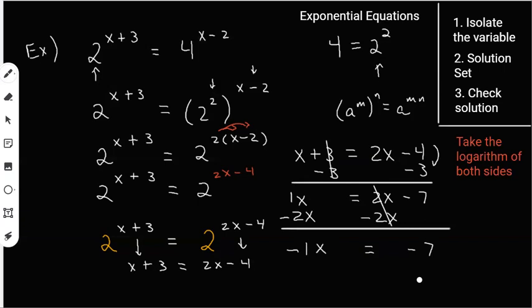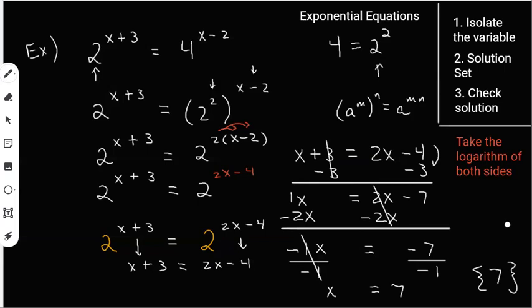Okay, so I almost have the variable isolated. I just need to get rid of the negative 1 now. So I'm going to divide both sides by the negative 1. All that's going to do is change the sign over here. And instead of getting a negative 7, I'm going to get a positive 7. And these negative 1's cancel out. So my answer is going to be positive 7.